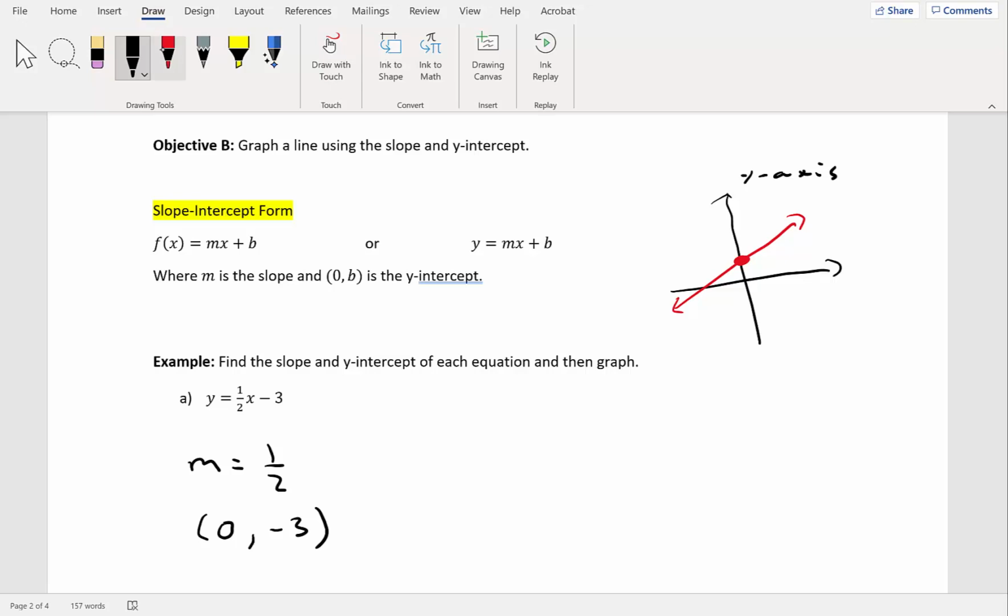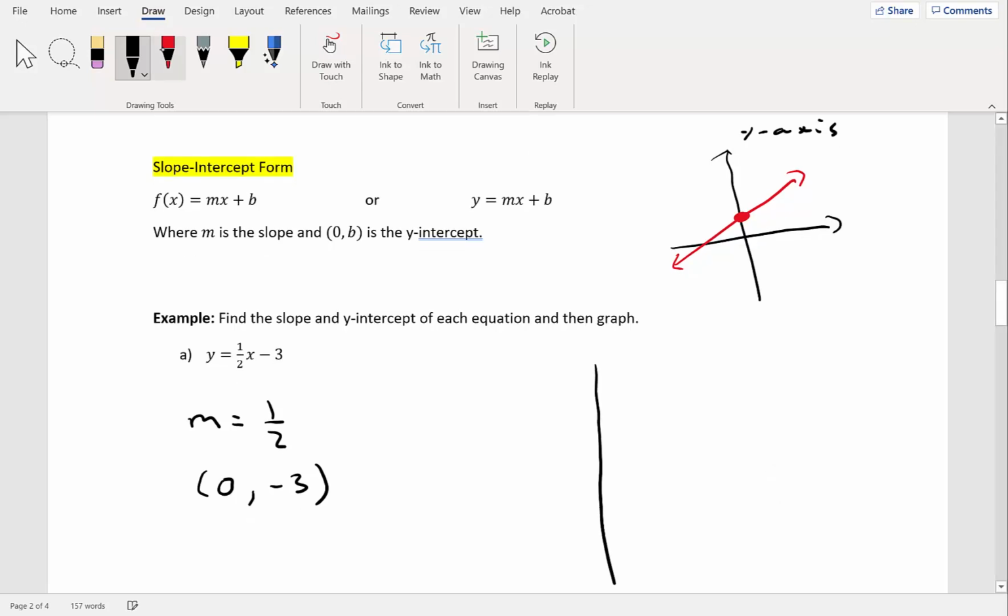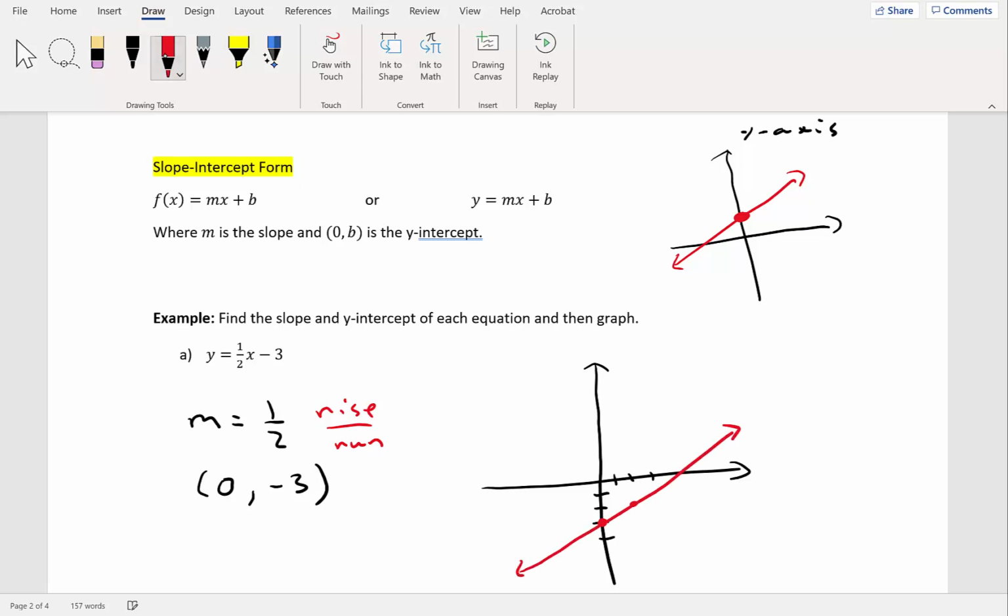Okay, so now when we graph it, we're going to start with our y-intercept, and then we're going to use our slope to find one more point. So our y-intercept is (0, -3), which is right over here. And now we use the slope to find one more. So remember, slope is rise over run. So this is telling us to go up 1 and then to the right 2. So you go up 1 to the right 2, we get this point. Now that we have 2 points, we can go ahead and connect them with each other, and we have our graph.